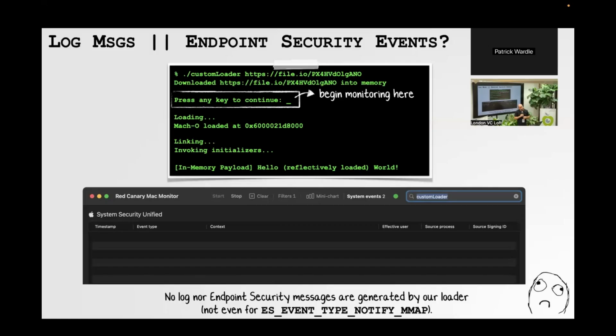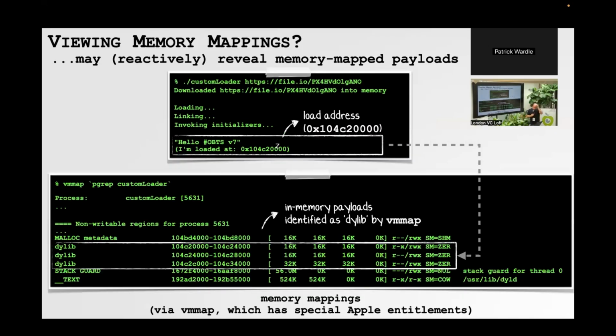In this case, I used Brandon's Mac monitor, which he's going to be talking about at OBTS V8, which I'm excited about as well. It basically can capture any and all endpoint security messages. I ran that while also streaming the unified log, and nothing. Not a single log message or an endpoint security event. Yeah, that sucks for defenders. And I said, okay, well, maybe I have to think a little bit more creatively.